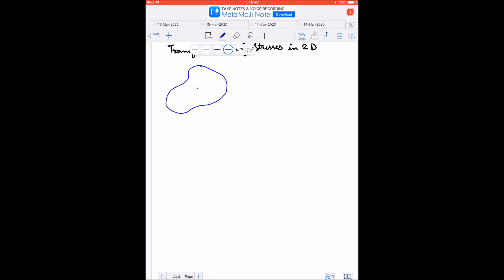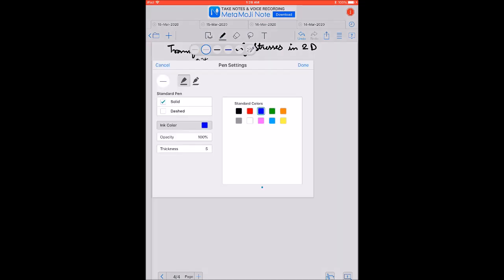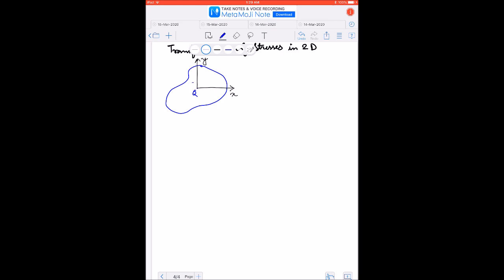Now if we were to choose a coordinate axis in this fashion, then to investigate the state of stress at the point Q, so this is our point Q, the two-dimensional state of stress at the point Q, referred to this choice of our coordinate system, we would take a little element in this fashion. We take a little element like this, centered around Q.